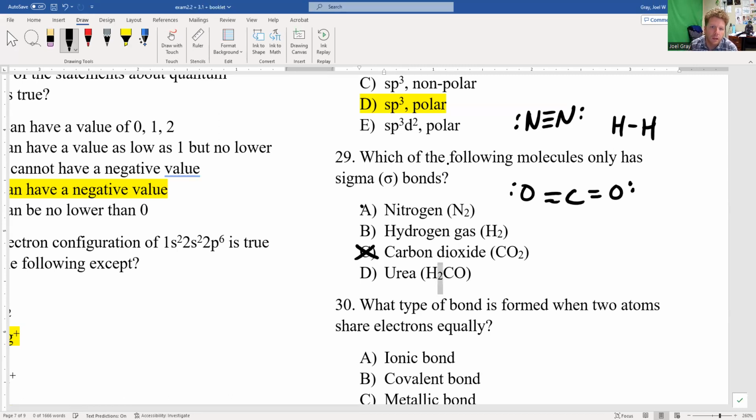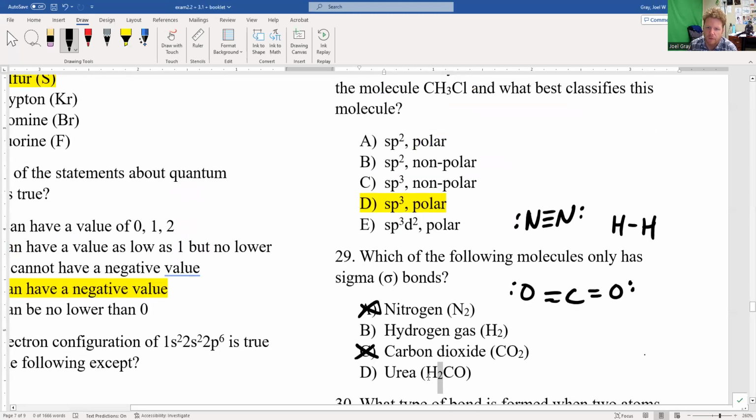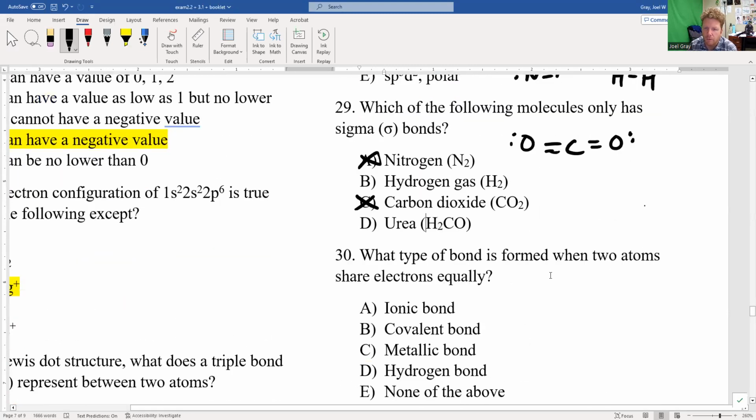So C is out, A is out. Now we've got D, which is urea, which is H2CO. If you were to do the math to add all this up, you would learn that you have 2 electrons from your hydrogens, 4 from your carbon, and then 6 from oxygen. So that would be a total of 12 electrons.